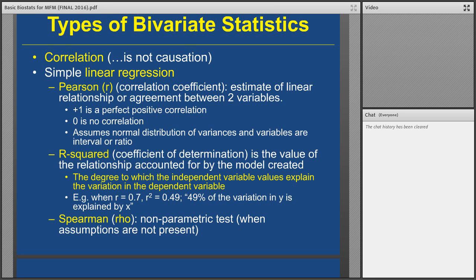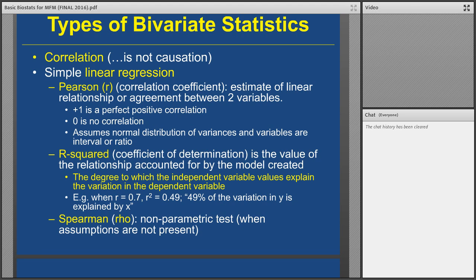So when we're looking at correlation, the relationship between a dependent and an independent variable, the most logical technique, or the most frequent technique, is simple linear regression. And so we plug the dependent variable and the independent variable into our statistical calculator, and we get a result, a correlation coefficient out of it. So we run a linear regression in SAS or SPSS, and we get something called the Pearson correlation coefficient. And this is the estimate of the linear relationship or agreement between two variables. It can be a negative or a positive number.